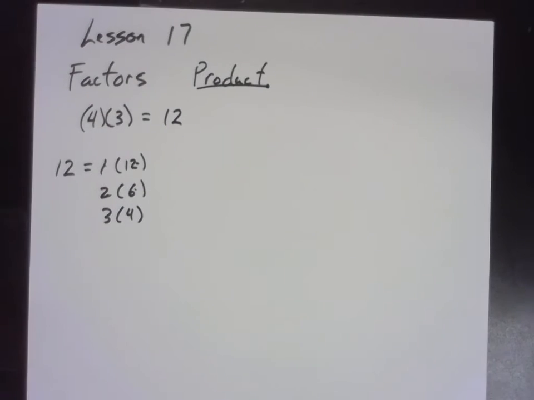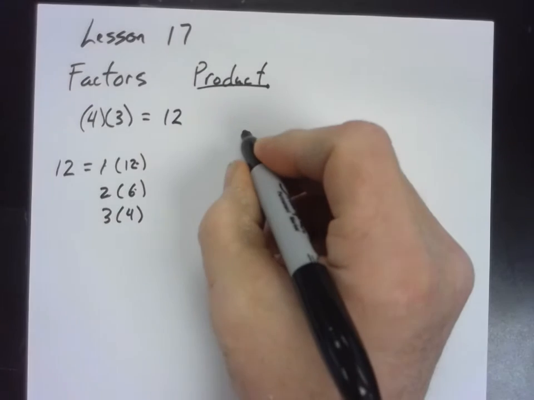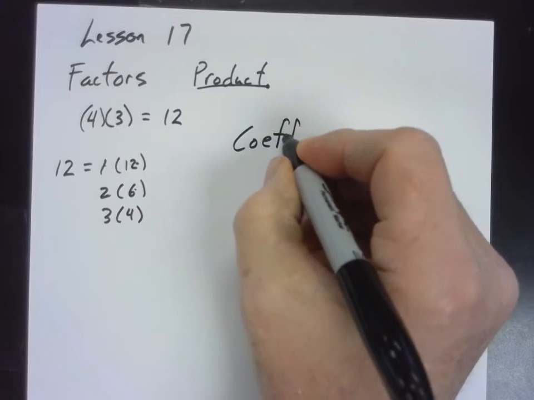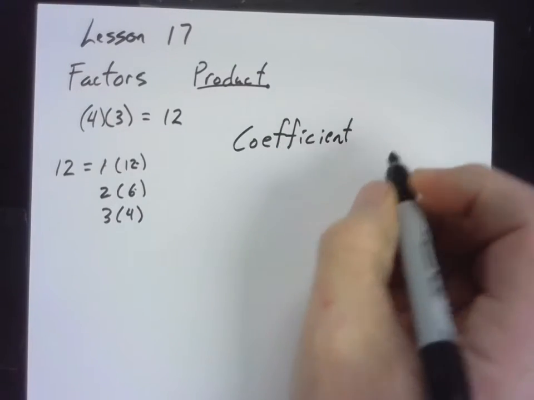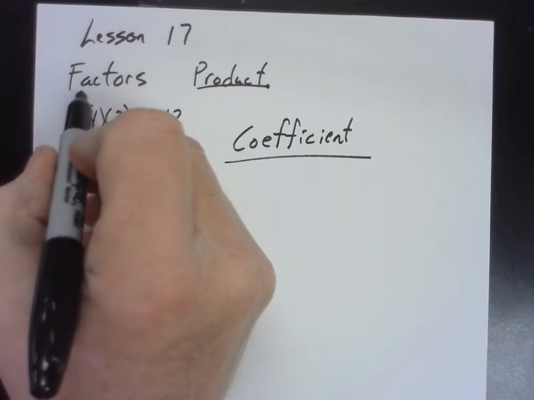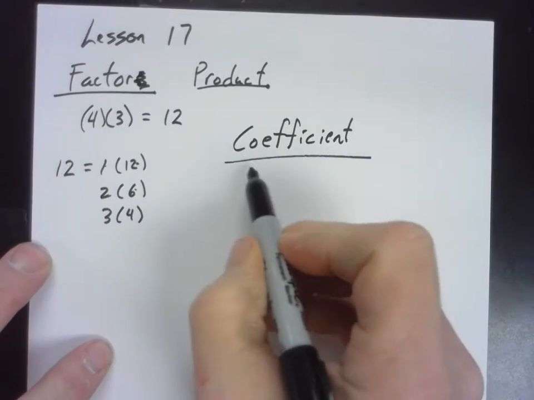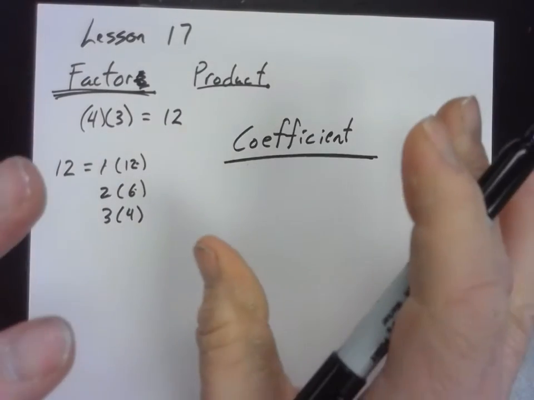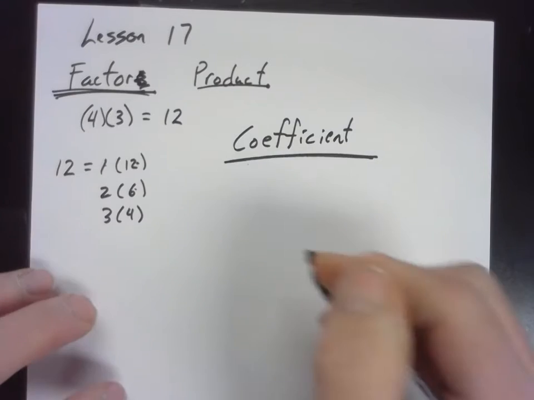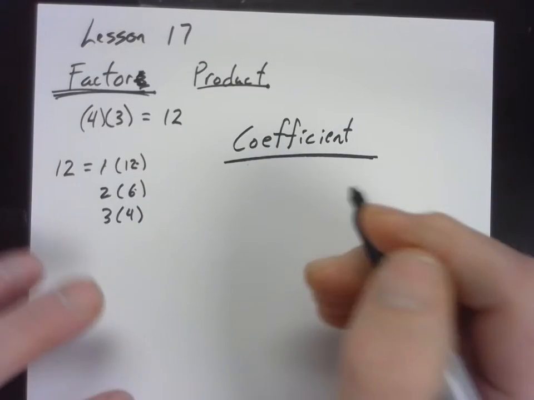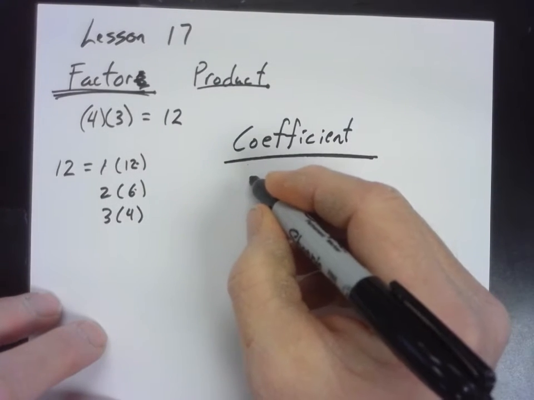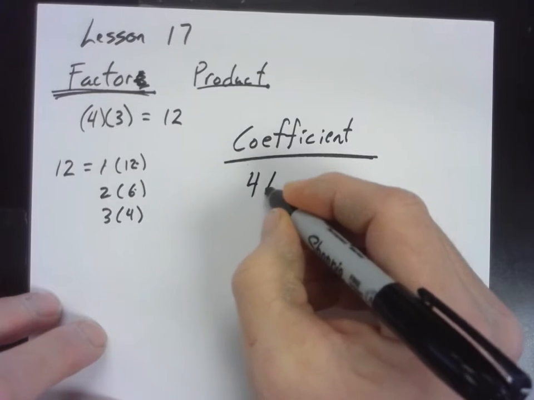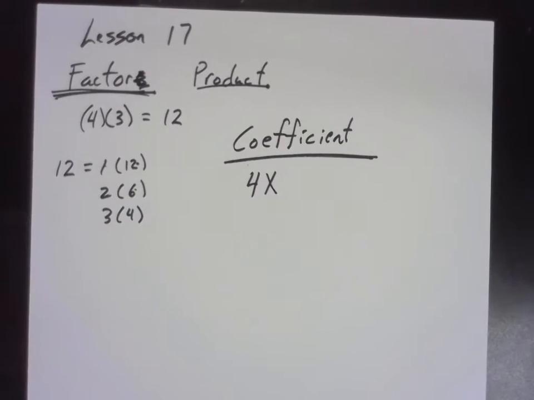Now, there's a new word we're going to talk about today called coefficient. A factor and a coefficient are the same thing. That's just a different name we're going to use a little bit as we look at algebraic functions and equations. So if I write something like 4x, 4 is the coefficient of x, and x is the coefficient of 4. They're factors of one another, aren't they?